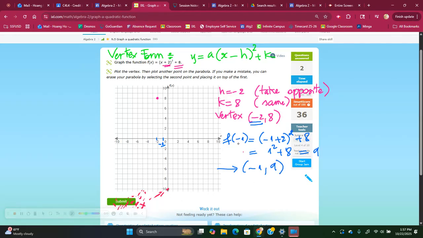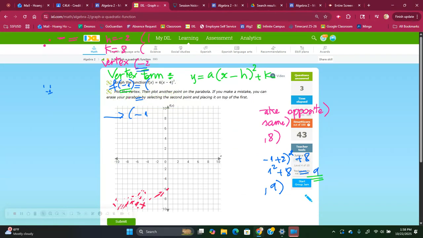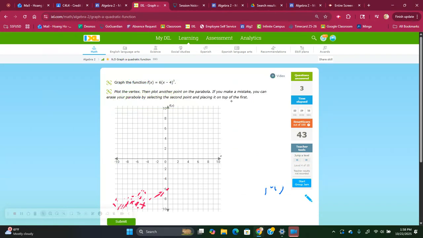So here we go. Negative 1 for x, positive 9 for y. Where's that point? Let's find it. Negative 1 and positive 9, right here. Voila. Let's get the tool. Here's your vertex and one more point. That's it. I should be correct. Submit. Voila.